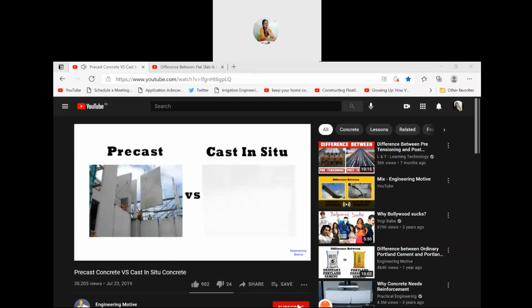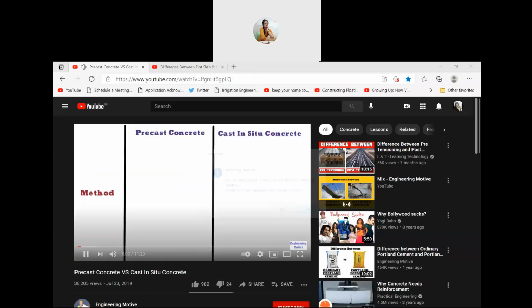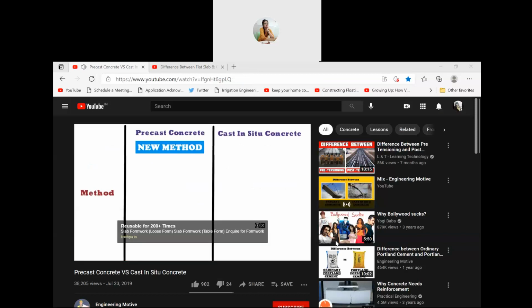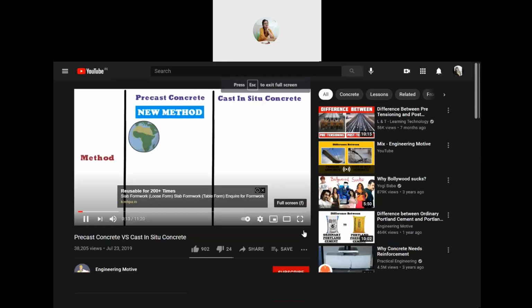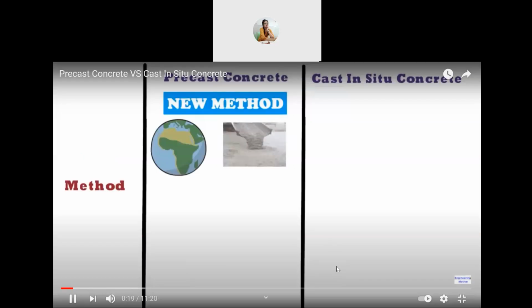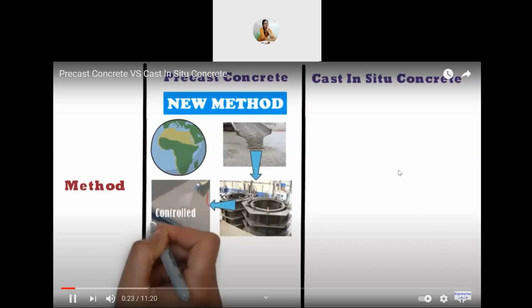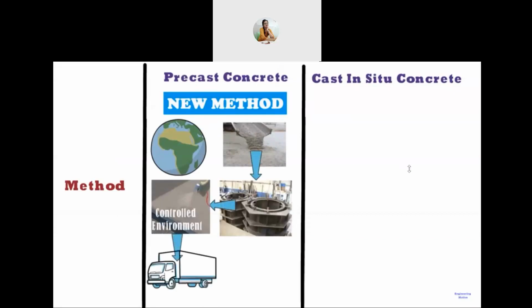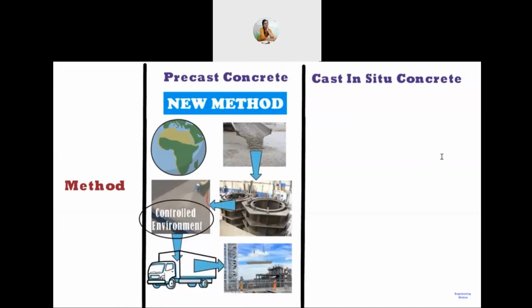Precast concrete and cast in situ concrete. So let's start. Method. Precast concrete is the new method of concreting which is used all over the world extensively. It is also used in India as well, but not very often. In the precast concrete method, concrete is made, poured in a reusable mold, cured in a controlled environment, transported to site and lifted into place. Here the controlled environment is nothing but a precast plant.